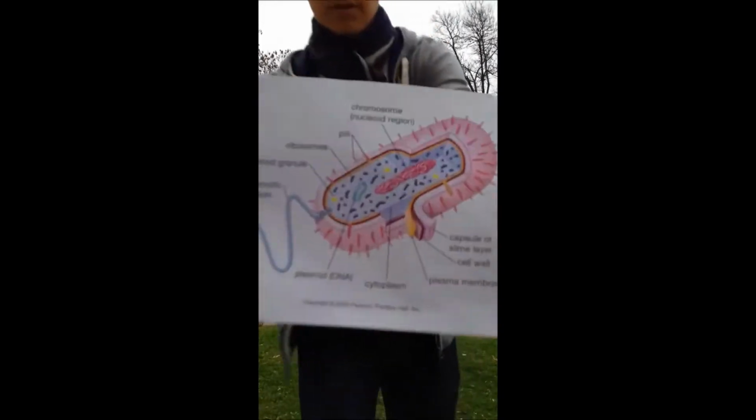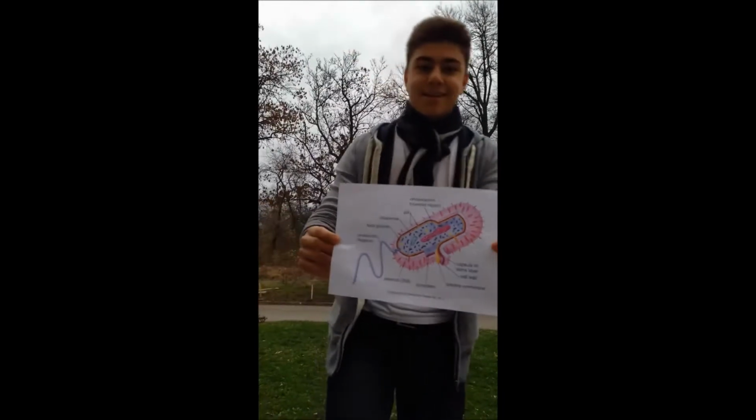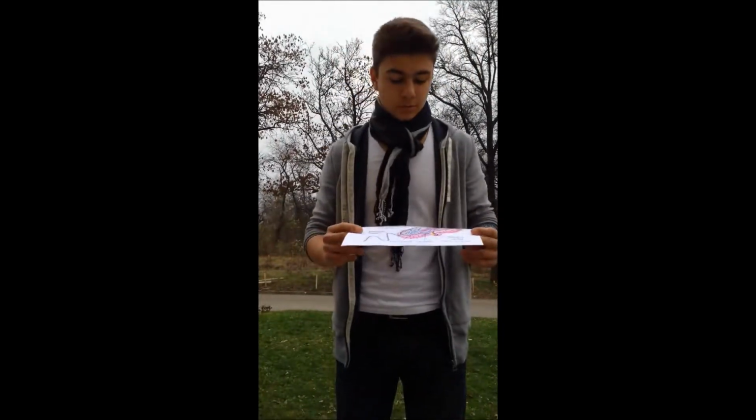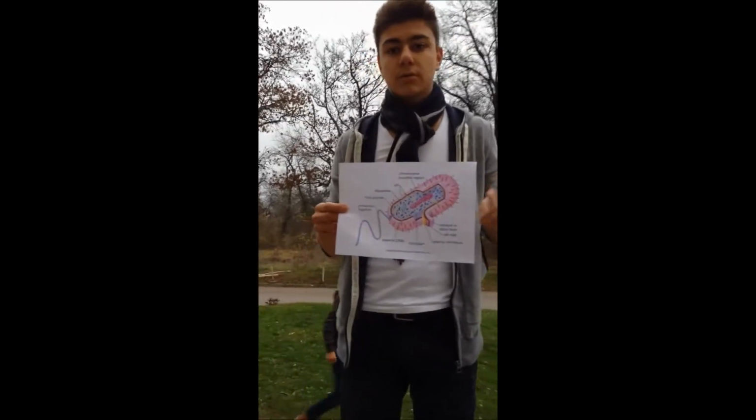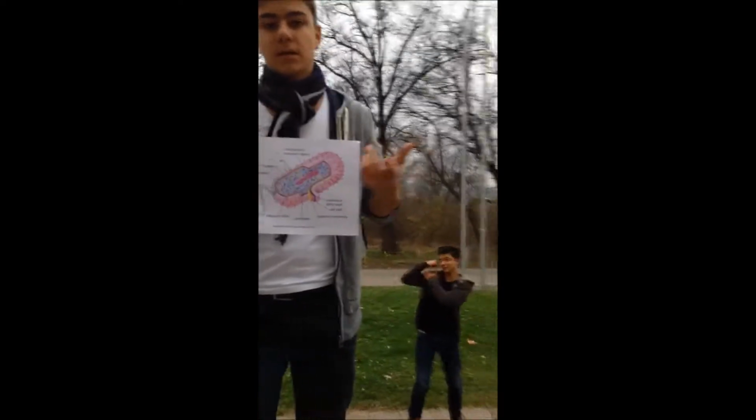Next are the plasmids. They are small circles of DNA. Plasmids play a vital role in exchanging DNA between the bacteria cells. The bacteria cells have many plasmids.